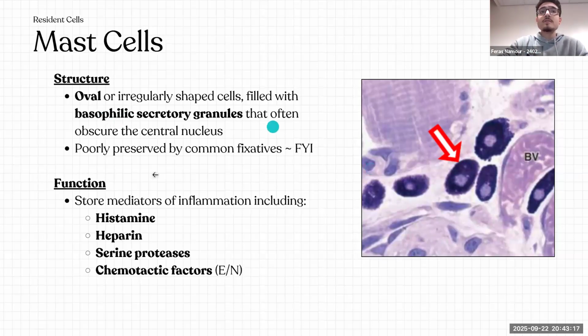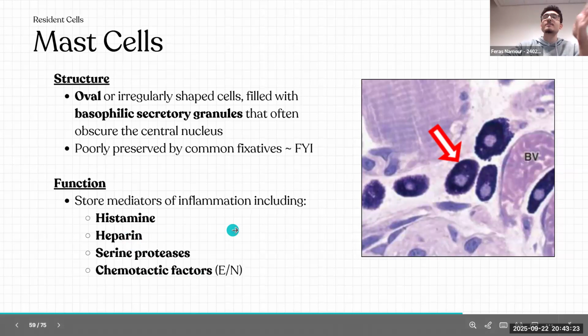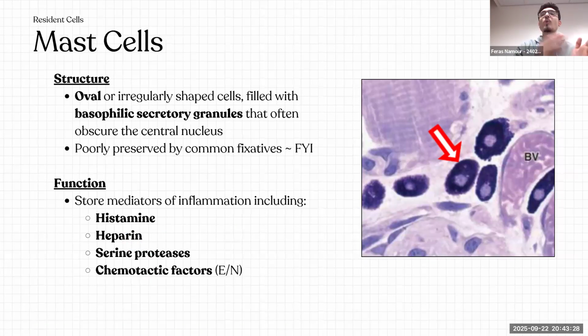What are these basophilic granules? They are mediators of inflammation: histamine, heparin, serine proteases, chemotactic factors. You don't need to know what they do. Just know what they are or where they're from. Histamine, heparin, serine proteases, chemotactic. Right? When you study immunity, you can understand it.